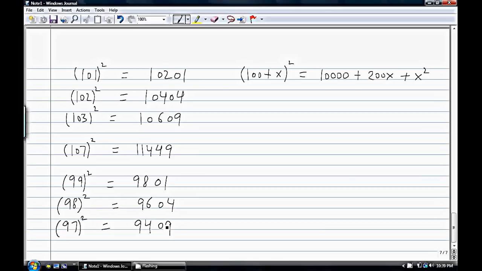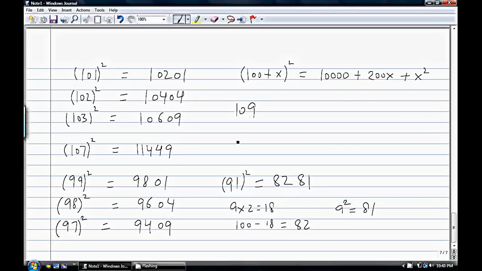So I can go until 91. So 91 square is equal to, 9 times 2 is equal to 18, and 100 minus 18 is equal to 82. I'll write 82 here, and then 9 square is 81, so I'll write 81 here, so 8281.